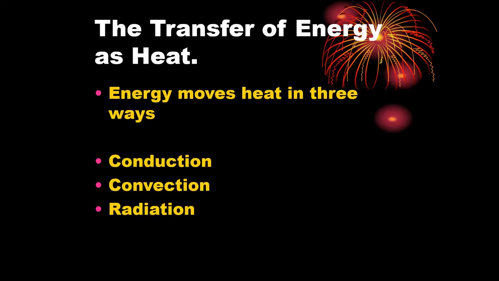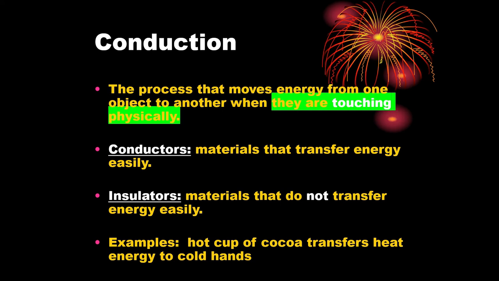So the transfer of energy as heat occurs in 3 ways: conduction, convection, and radiation. Conduction is when you move energy from one object to another through touch. Conductors are materials that transfer energy easily, like wire or anything metal. Insulators are materials that do not transfer energy easily. So that's like paper or things we use to hold a hot object. So, example, the hot cup of cocoa transfers heat energy to a cold hand.